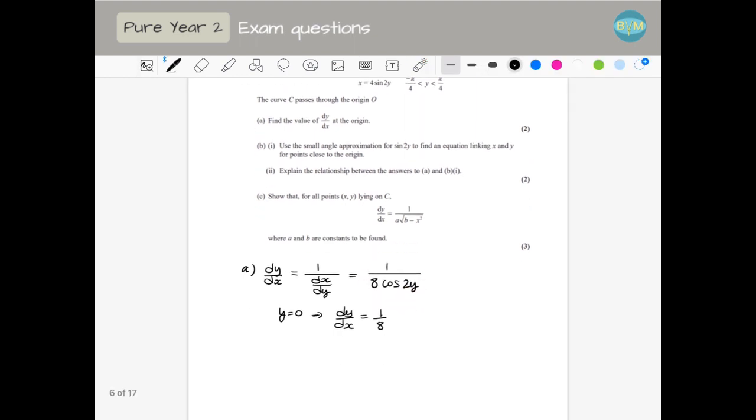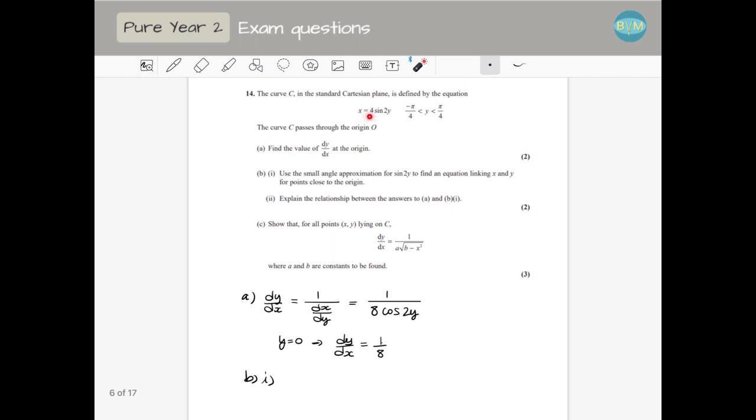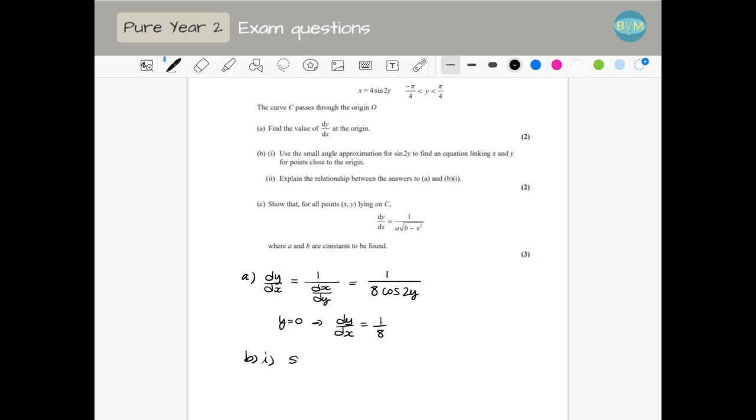Then the second part says use the small angle approximation for sine 2y to find an equation linking x and y for points close to the origin. So when we use a small angle approximation here, when y is small, sine 2y is going to be approximated by 2y, which means x is going to be approximated by 4 times 2y, so 8y.